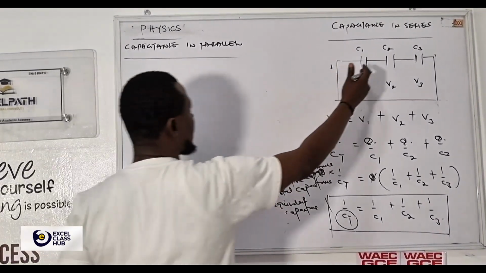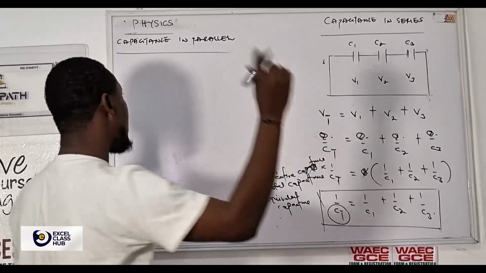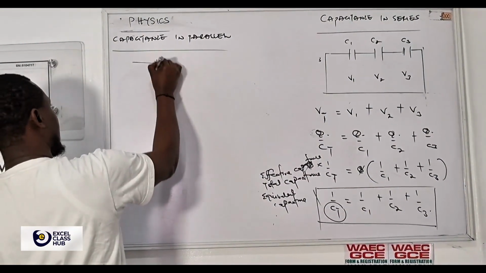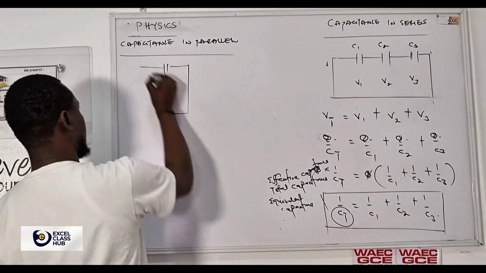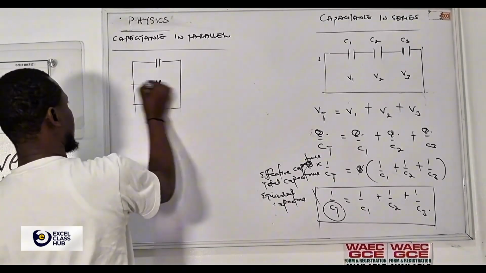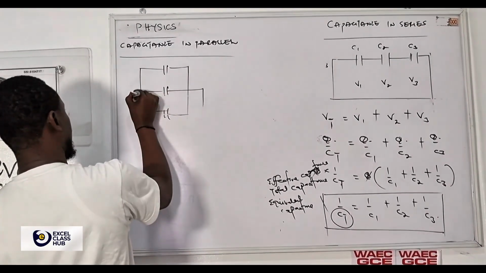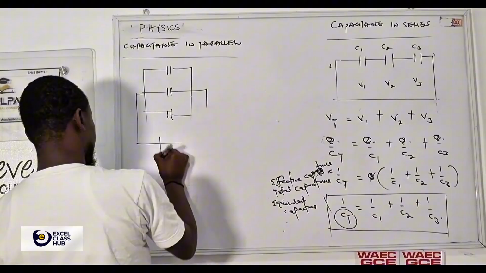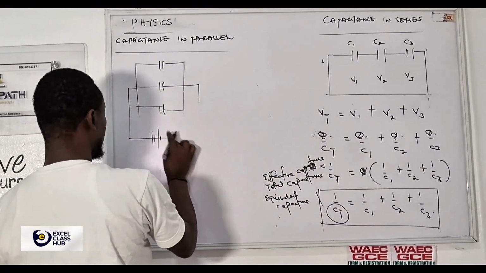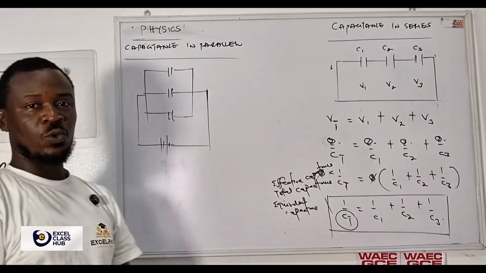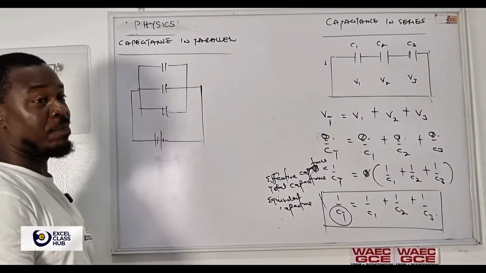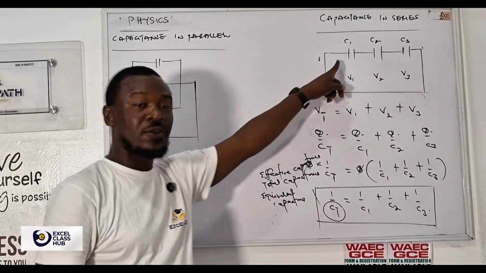When we have this diagram here, it is a capacitor in series. But if you see a diagram like this, what does this diagram illustrate? Capacitance in parallel. You can see that the diagrams are not the same.